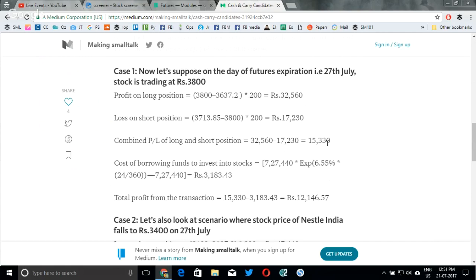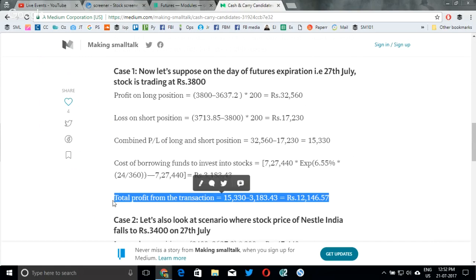But at the same time, we know that the trader had borrowed this money from the bank to invest into the transaction. So he would have obviously incurred some interest cost. So what is that interest cost? If the risk-free rate was 6.55%, as calculated here, this is equivalent to 3,183. So the total profit, which is the profit on the long position, loss on the short position, and the cost of borrowing funds to invest into the spot shares, is equivalent to rupees 12,146.57, which you can see at the end, and I've highlighted it for you.